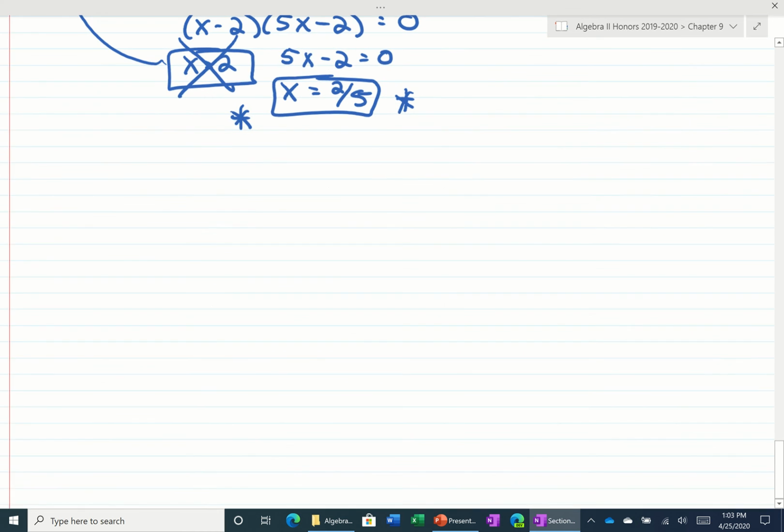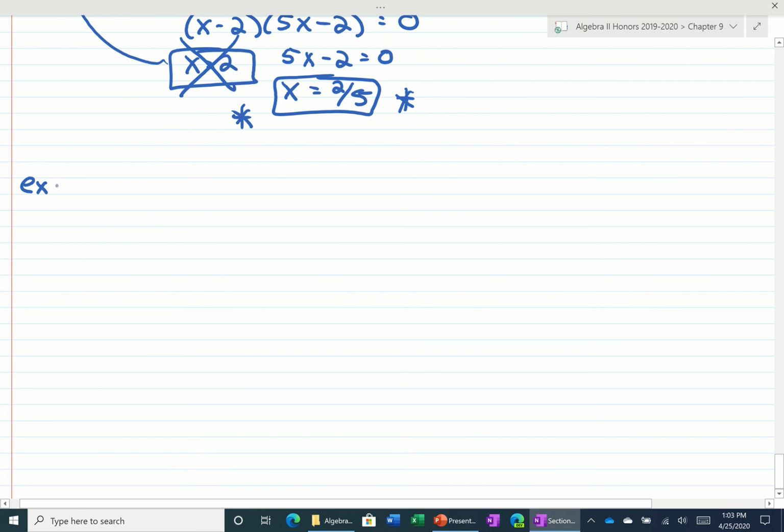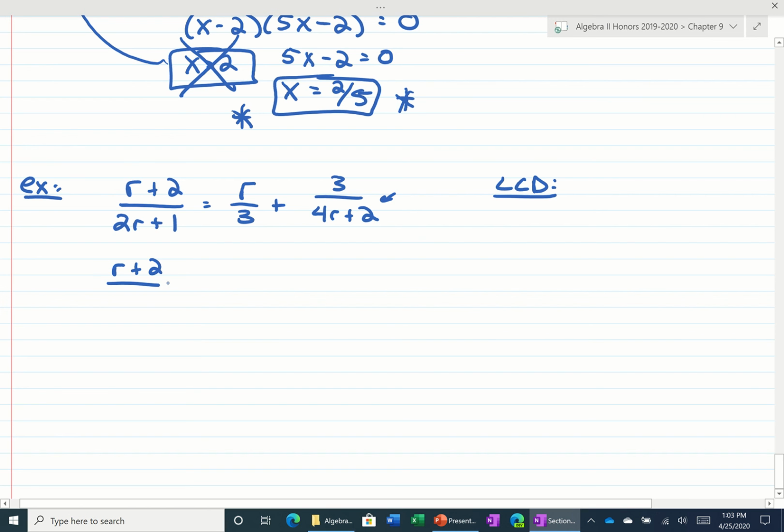Do one more problem. Let's go r plus 2 over 2r plus 1 is equal to r over 3 plus 3 over 4r plus 2. So same idea, just do the same thing we've been doing, find the least common denominator, but I see that we could take out a GCF here. So we get r plus 2 over 2r plus 1 is equal to r over 3 plus 3 over 2 times 2r plus 1. And let's figure out the LCD. We definitely need a 2r plus 1.